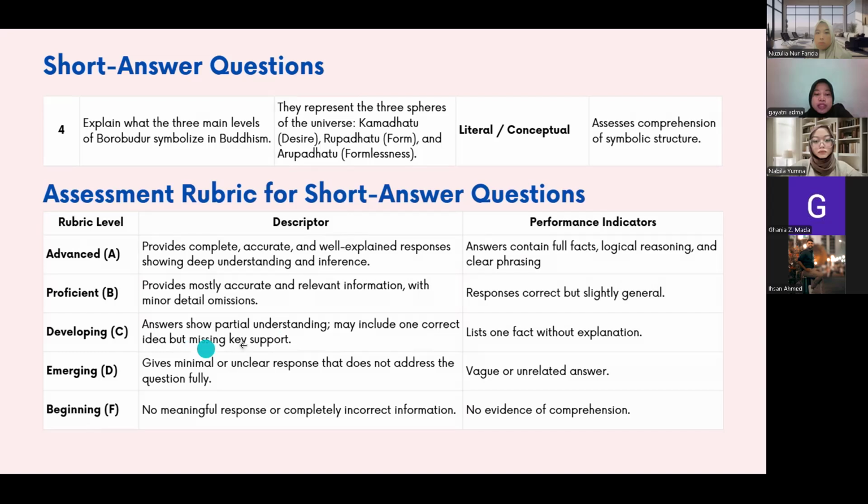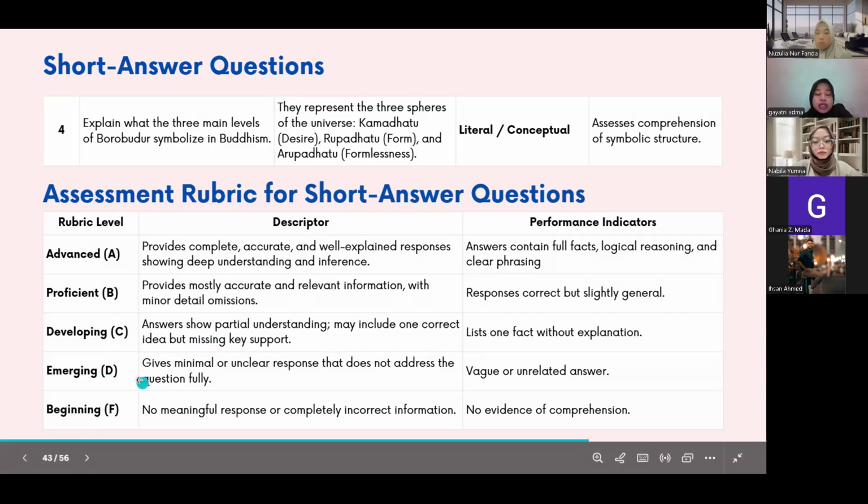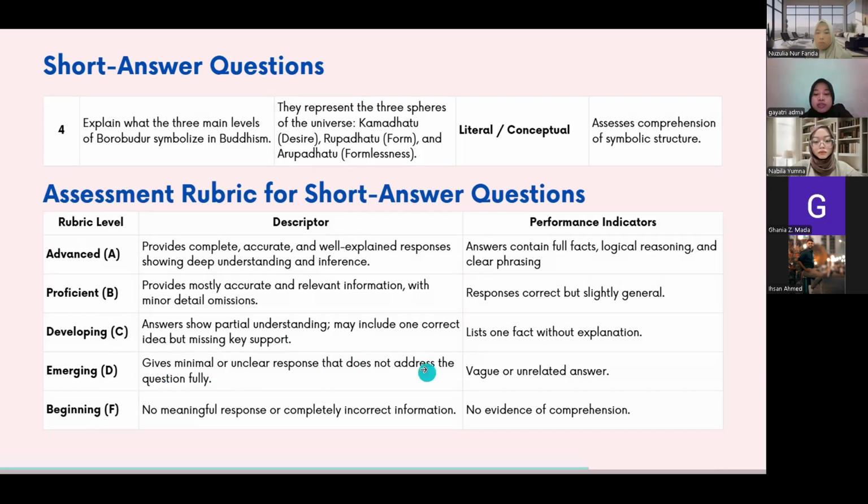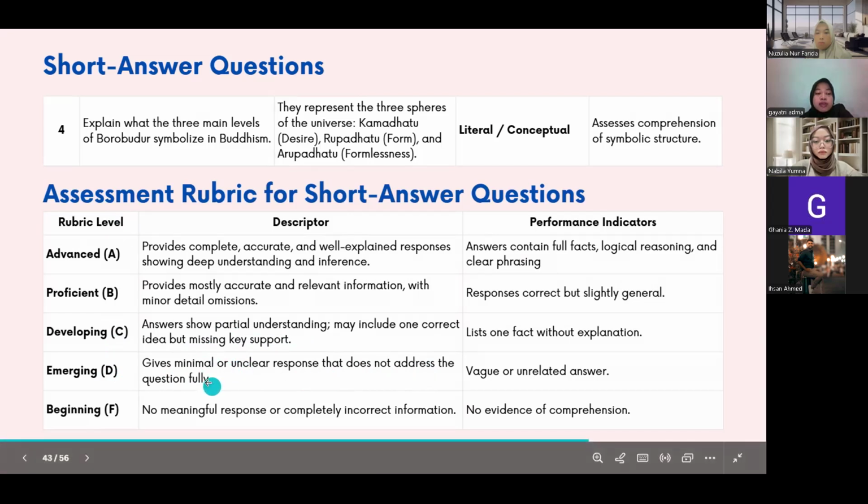but may include one correct idea while missing key support. And then for level D, the students give a minimal or unclear response that does not address the question fully. And in the last level, the beginning level, the students have no meaningful response for the reading test.